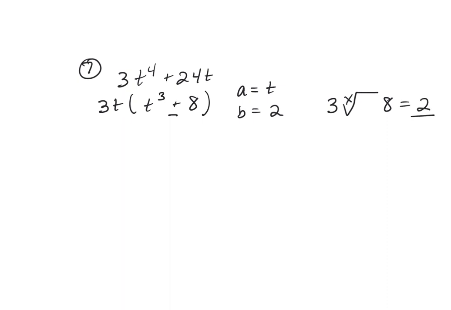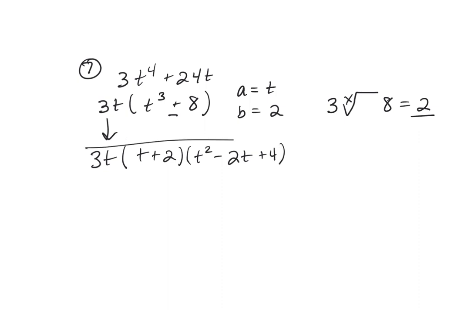So now we just need to plug these into our formula. So I'm going to pull this 3t down, and I have t plus 2 onto t squared minus 2t plus 4. There's our answer.